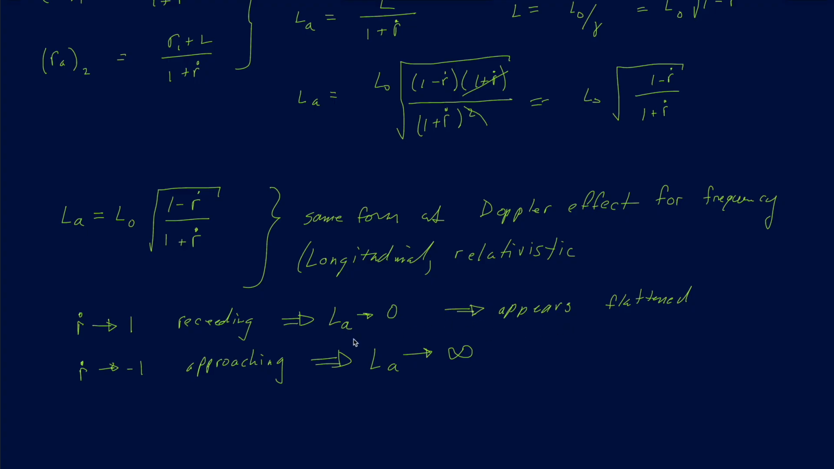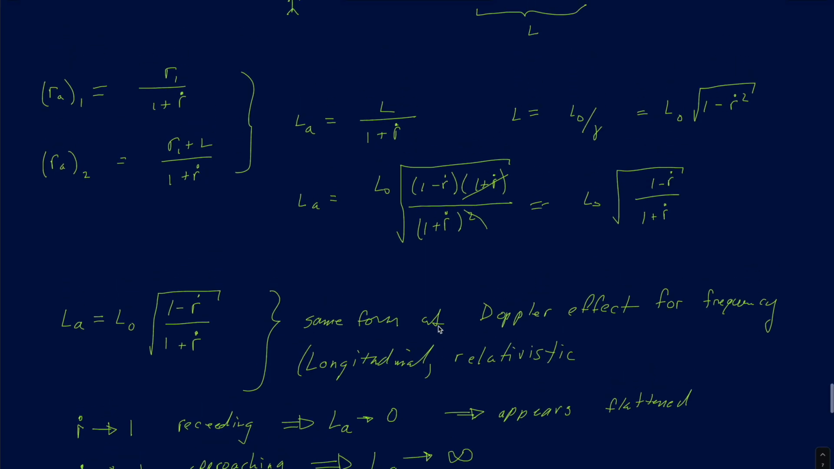And that does not entirely surprise us because we have, after all, Lorentz contraction going on. On the other hand, we have this result, which seems to fly in the face of Lorentz contraction for the case where the object is approaching us. So let's try to understand what's going on with this apparent length going to infinity.